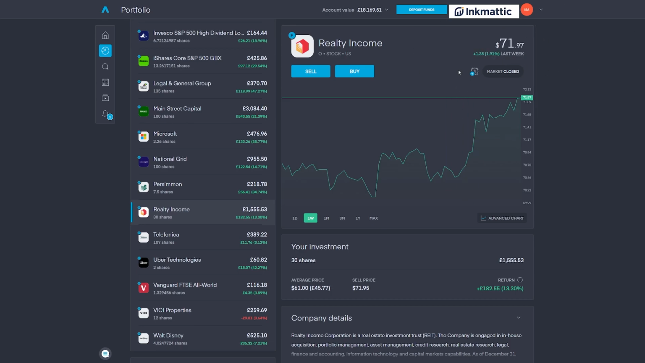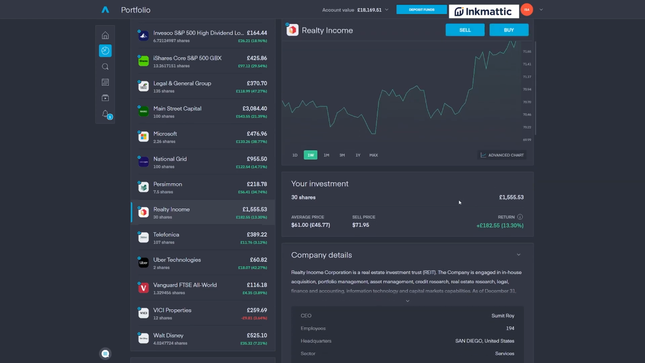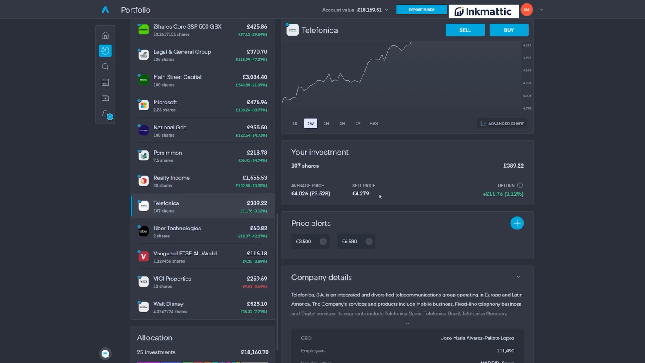It's finally broken $71, and I know it's been trying to hit that a few times. Oh, actually, maybe it did. Which is great. Realty Income has had a pretty good week as well. It is up 1.91%, which is really good. It's at $71.97 at the close of Friday. So, in my opinion, it is a decent stock, something for the long term. So yeah, that's good. Moving on to Telefonica.